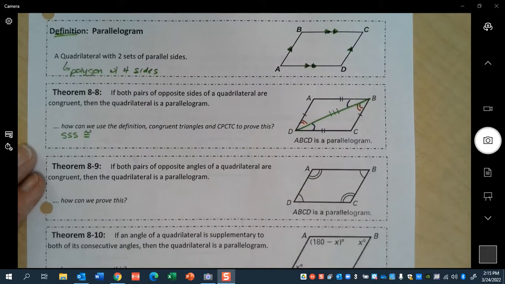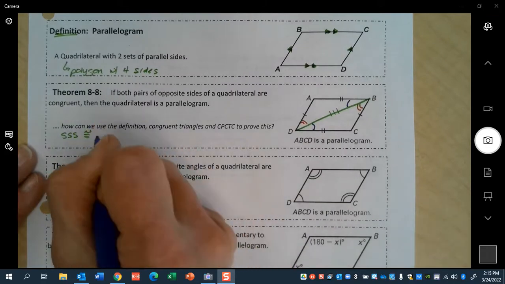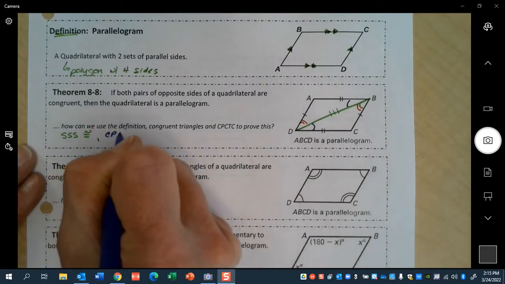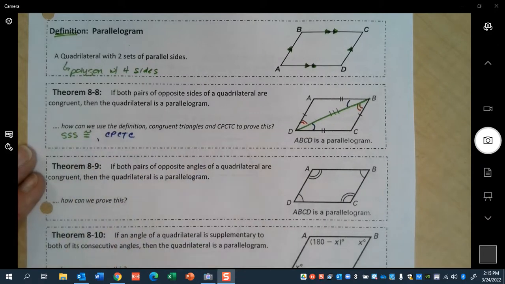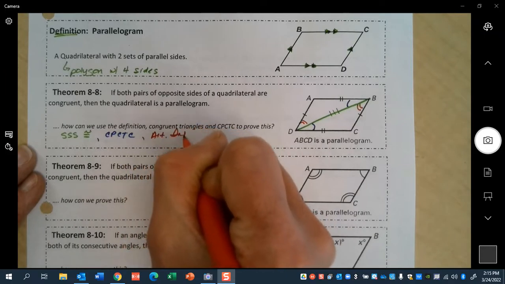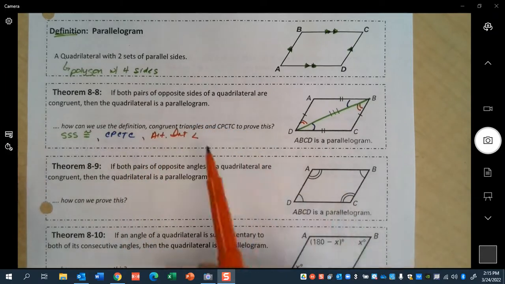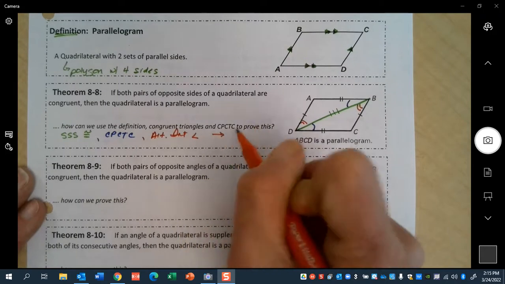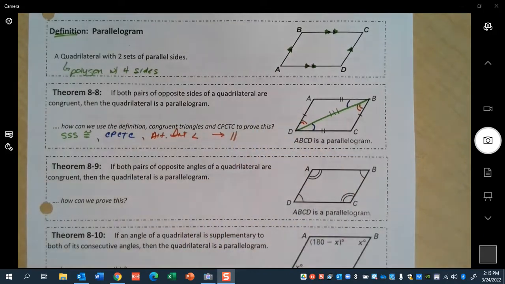I love it. So I heard side congruence. I heard CPCTC. And then I heard alternate interior angles. And those alternate interior angles give me my parallel lines. My two sets of parallel lines, by definition, give me a parallelogram.